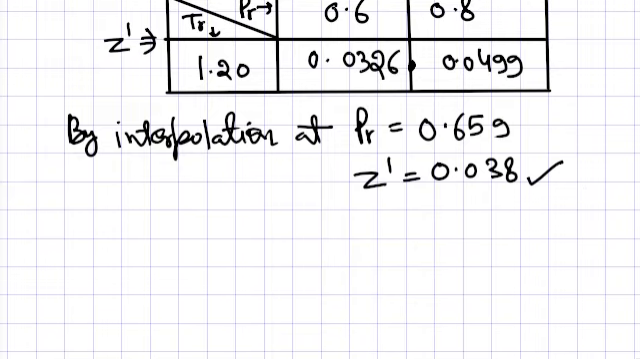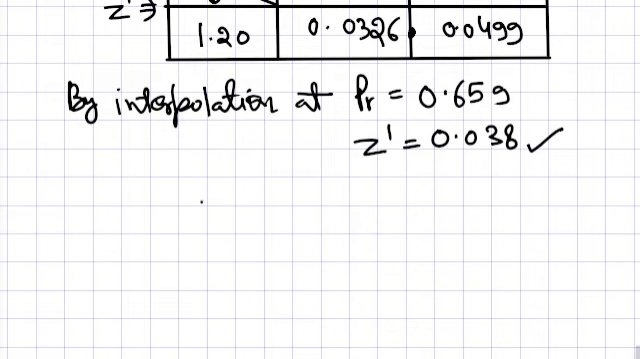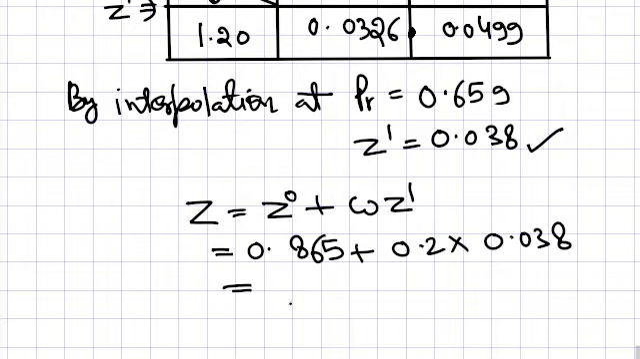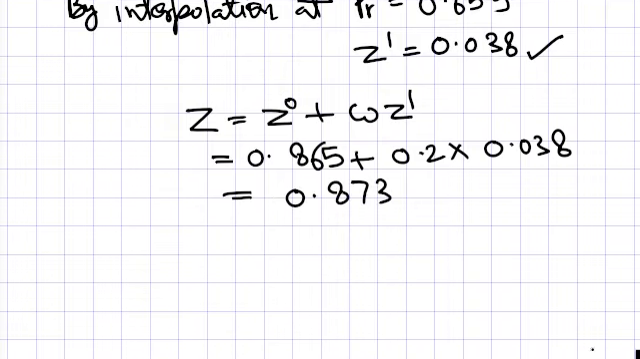Okay, now you apply the Pitzer formula, Z is equal to Z0 plus omega Z1. All the values in here you know, so you don't need to be confused. I am just writing this. 0.2 is the omega, that is the eccentric factor, and this is Z1. So how much is the compressibility factor here? It is 0.873. So you can see how much it is deviating from the ideal behavior. For ideal behavior Z is equal to 1.